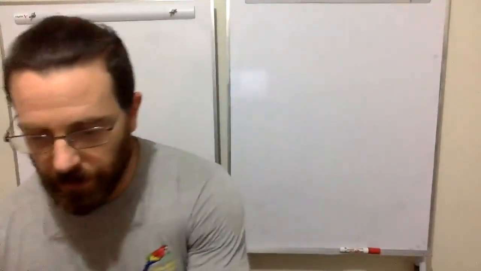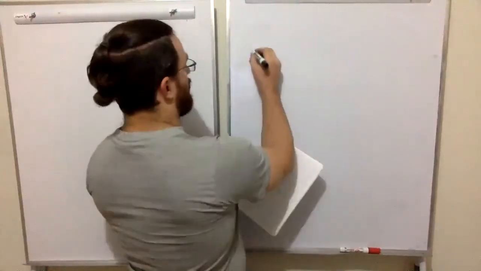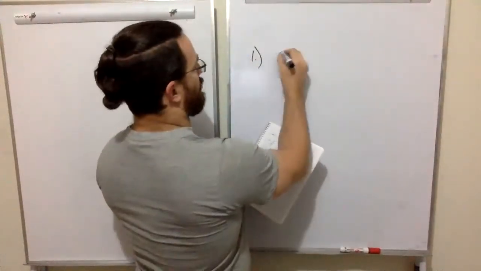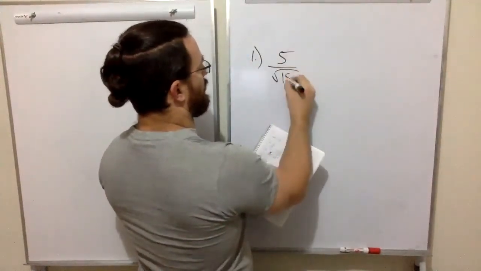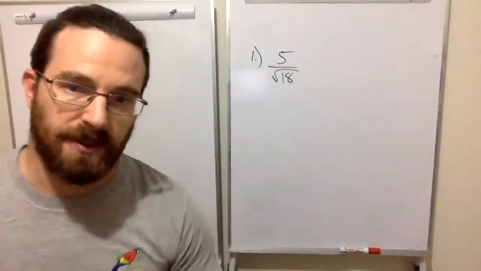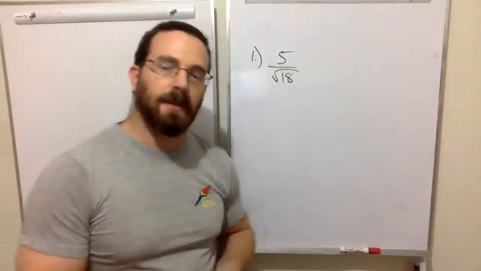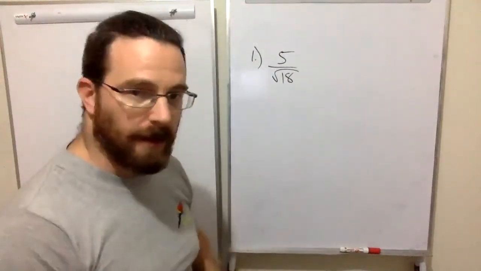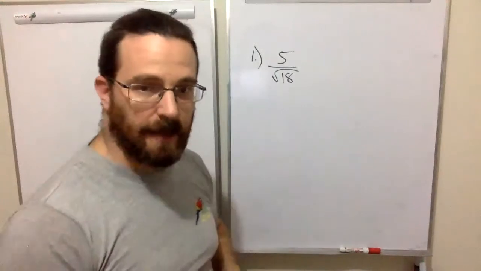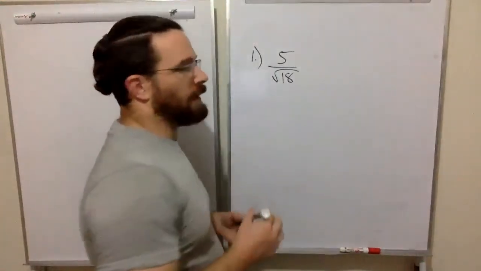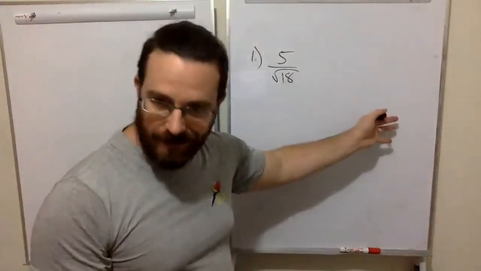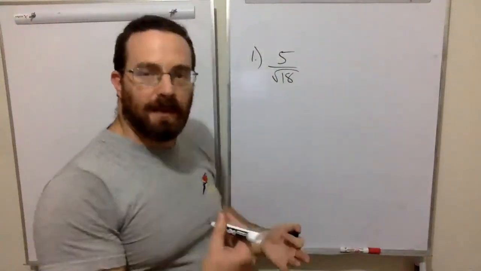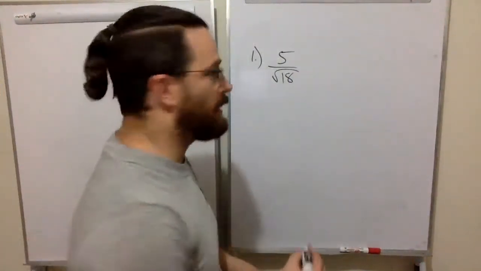Okay, so problem number one. You had 5 over radical 18. So remember, when you're simplifying your fractions with radicals, it's not just about reducing if you can reduce. If there's a perfect square inside the radical, got to take that out first. Well, you don't have to. You could wait to the very end and do it, but it's easier if you take them out in the beginning because it keeps everything smaller.